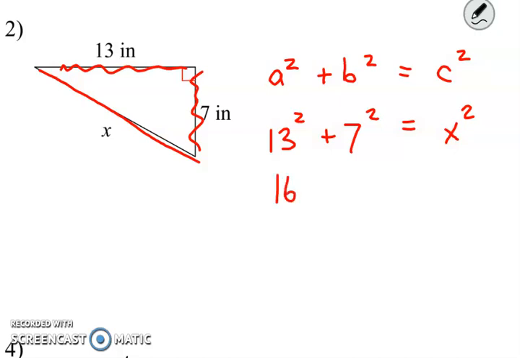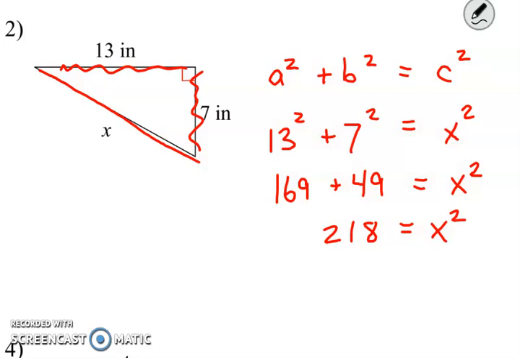So 13 squared is 169. 7 squared is 49. And I'm going to set that equal to the hypotenuse squared, which is x squared, or if you wanted to have called it c squared, that's fine too. Okay, so now when I add these together, I get 218, and that's equal to x squared. Now I need to get x by itself.